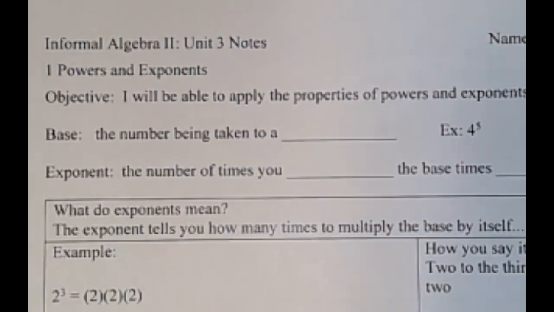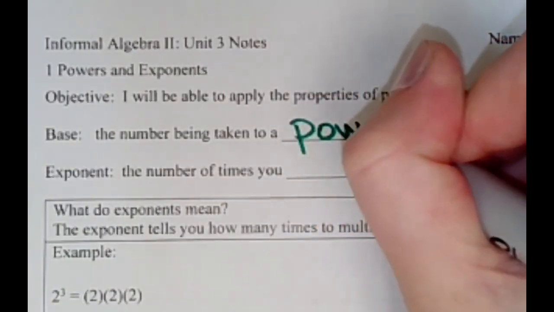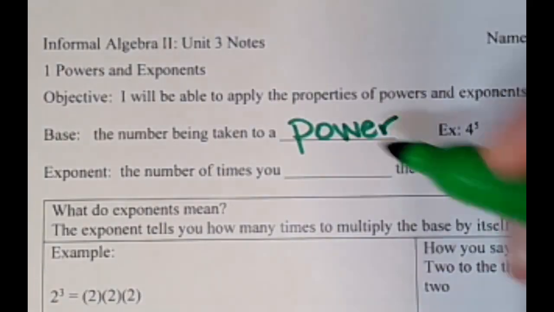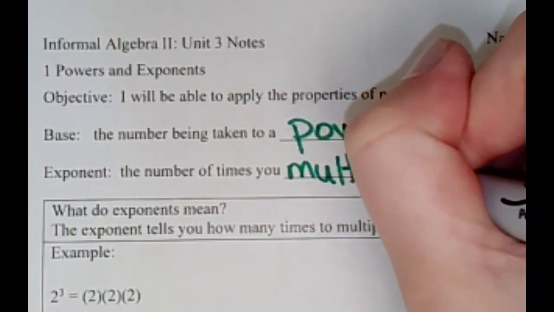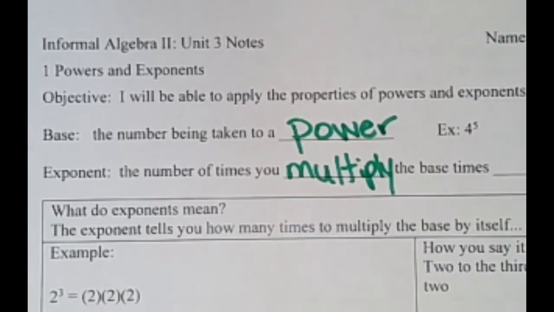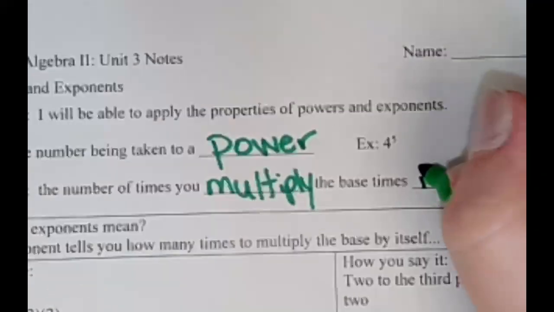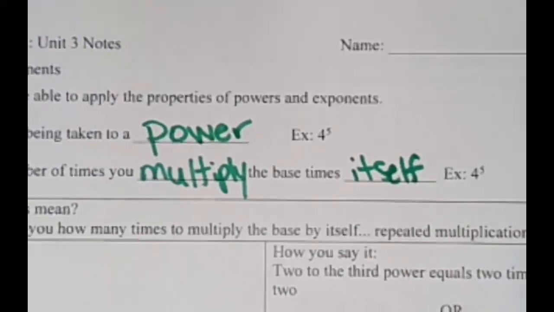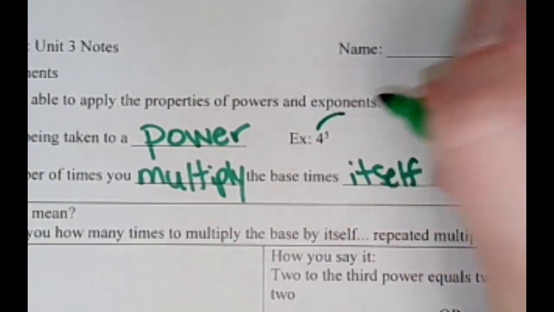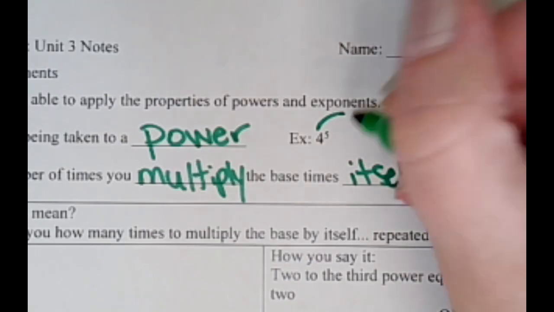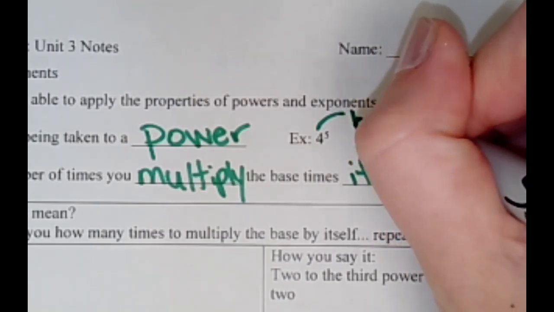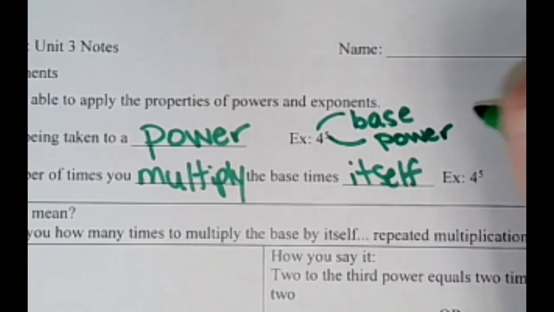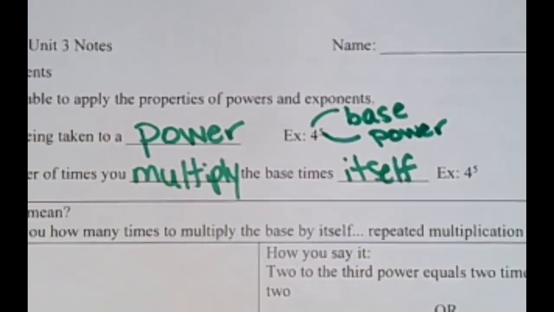Base is the number that's being taken to a power. An exponent is the number of times you multiply the base times itself. So if we're looking at notation in this example, we have 4 to the power of 5. So 4 is your base. That 5 is your power, or we could also call it exponent.